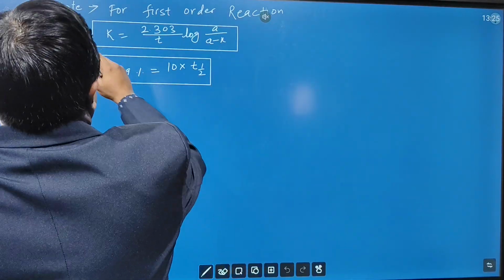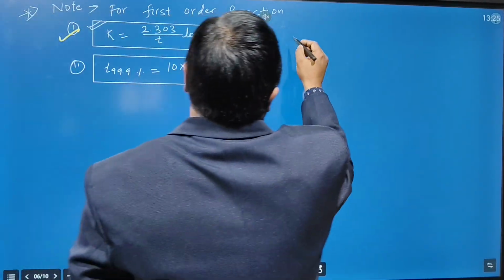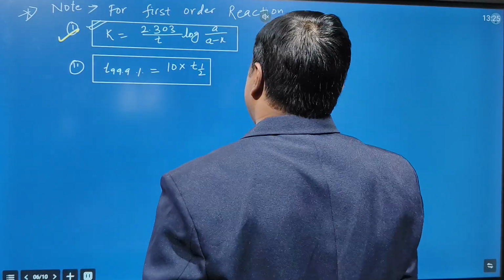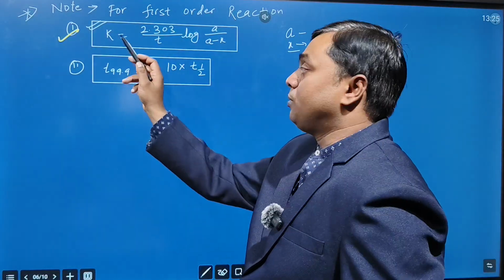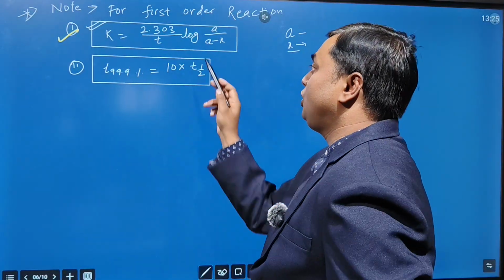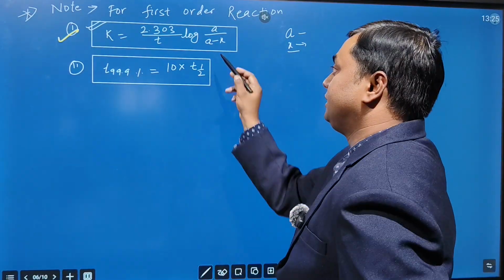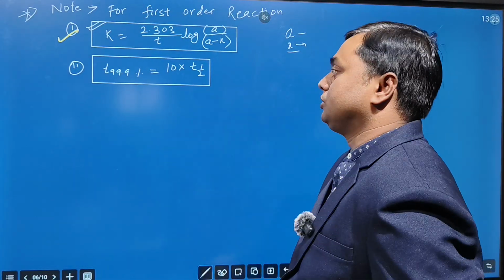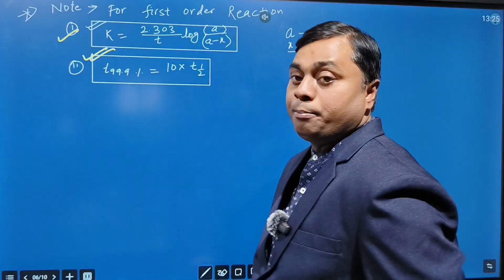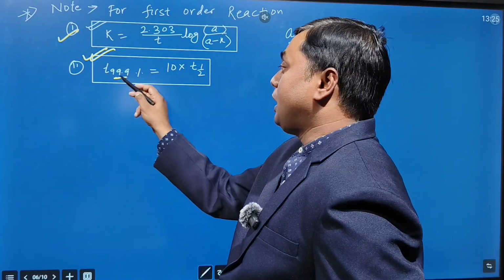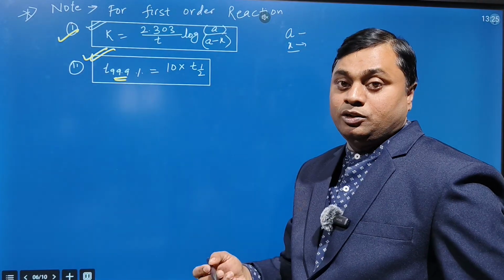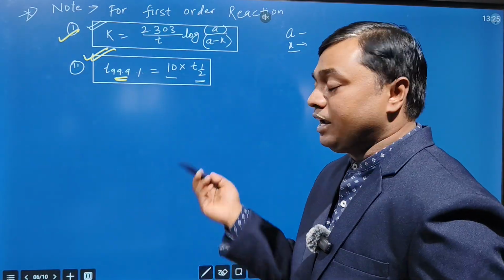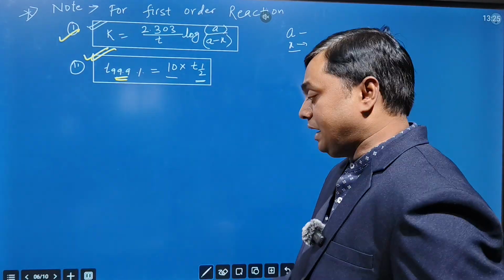You should remember, if initial concentration A is there and the percentage decomposed, X, is given, we can apply this formula: K is equal to 2.303 by T log of A upon A minus X. A minus X is the final concentration, and A is the initial concentration. One result you should remember: time required for 99.9% completion for a first order reaction is what? 10 times of T half. Directly we can substitute the value and we can get the answer.